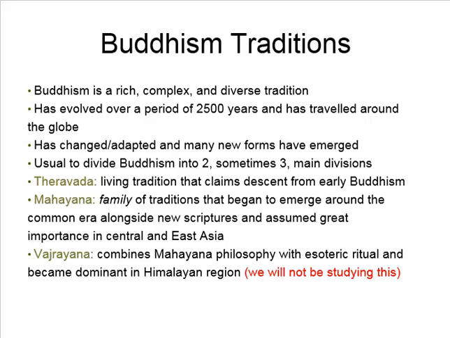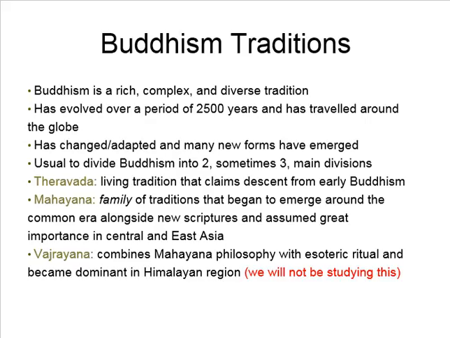Buddhism is a rich and complex and diverse religion. It has developed over 2,500 years, traveled around the globe, and adapted and changed into lots of new forms. While it's useful to divide it up into these 2, could be more, perhaps 3 divisions. Theravada, as we've mentioned, is the living tradition, perhaps the oldest. It dates to the earliest aspect of Buddhism.